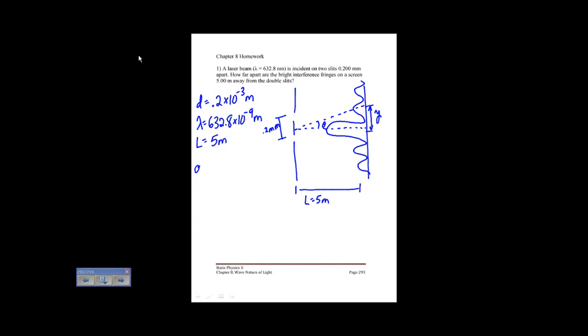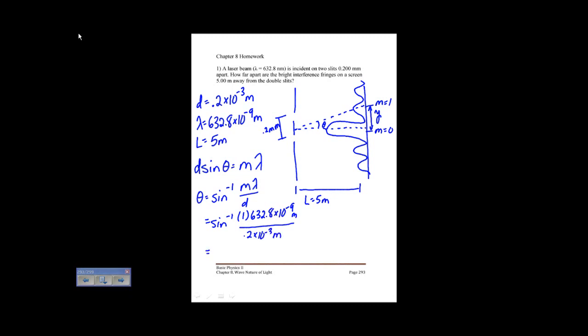All right, and I can say for bright spots in the double slit interference pattern that d sine theta is equal to m lambda. Now this is m equals 0 and this is m equals 1. So I'm going to use m equals 1 because that'll give me the angle to the first order fringe. I'm going to solve this for theta. It is the inverse sine of m lambda over d, which is the inverse sine of 1 times 632.8 nanometers over d, 0.2 times 10 to the minus 3 meters, and that gives me an angle of 0.18 degrees.